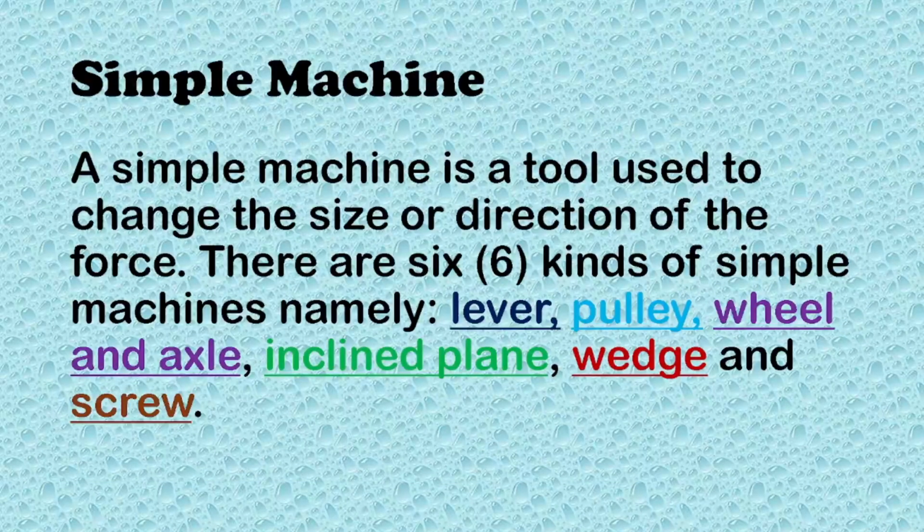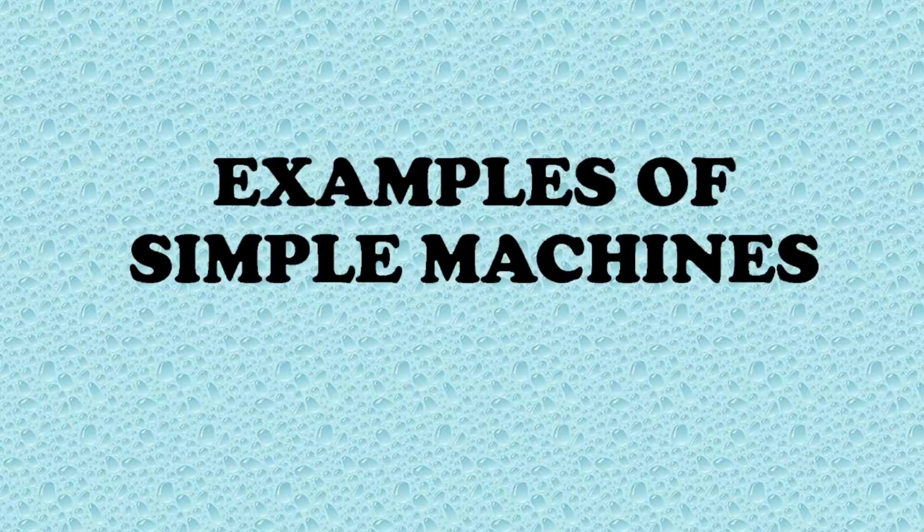Now, a simple machine is a tool used to change the size or direction of the force. There are 6 kinds of simple machines, namely lever, pulley, wheel and axle, inclined plane, wedge, and screw. What are the examples of simple machines?